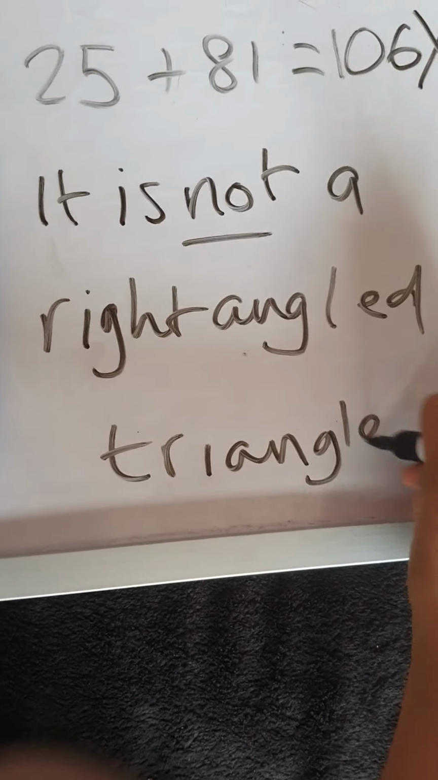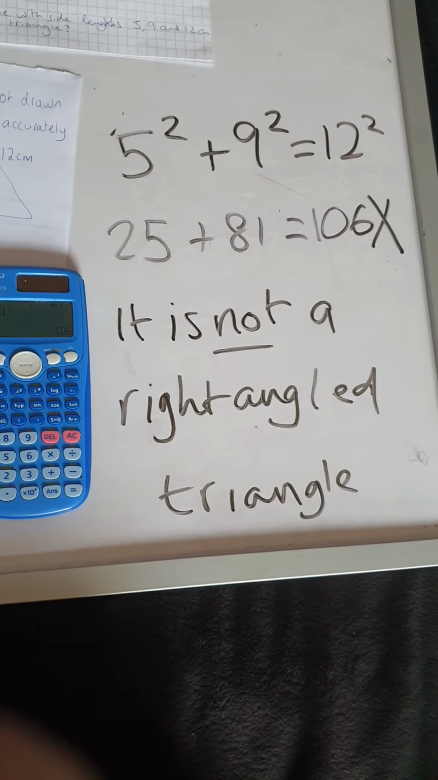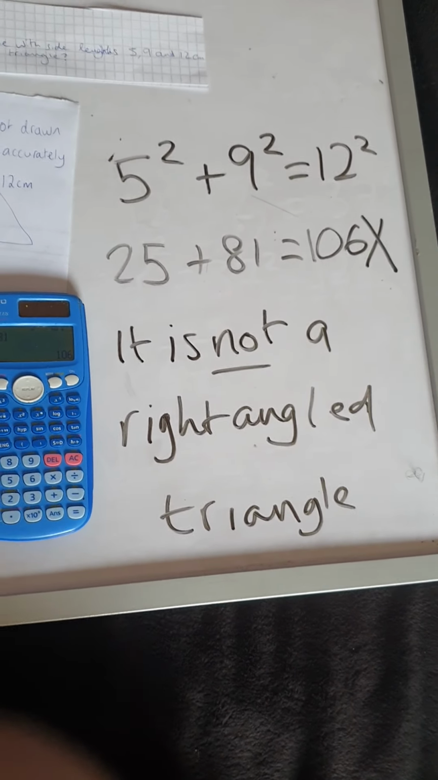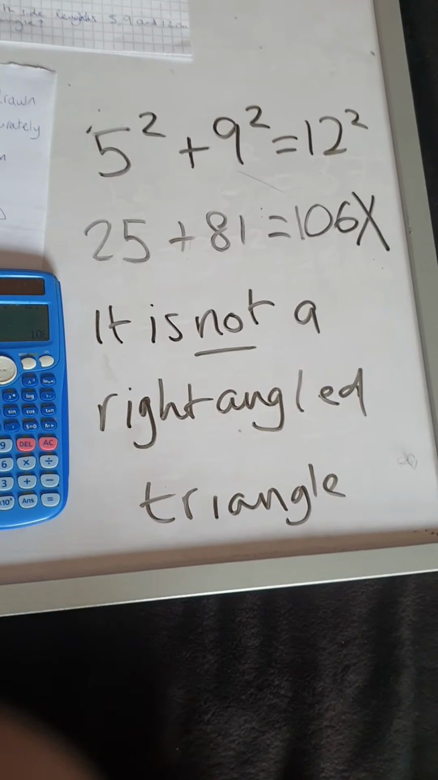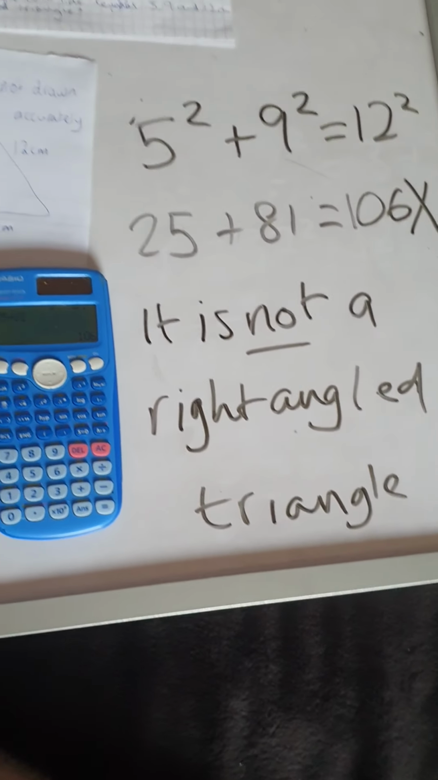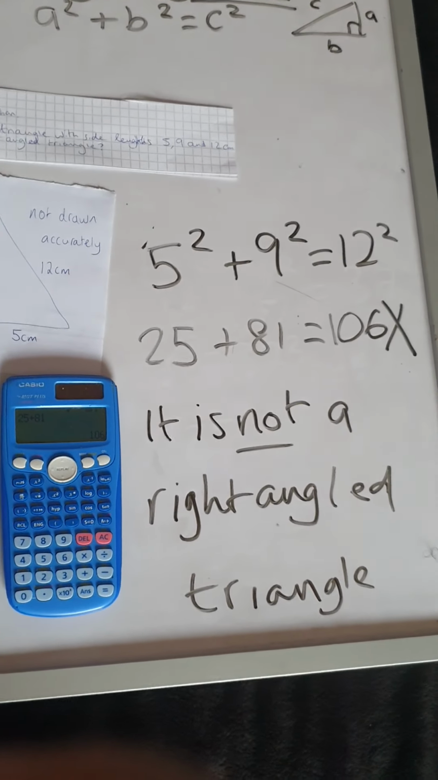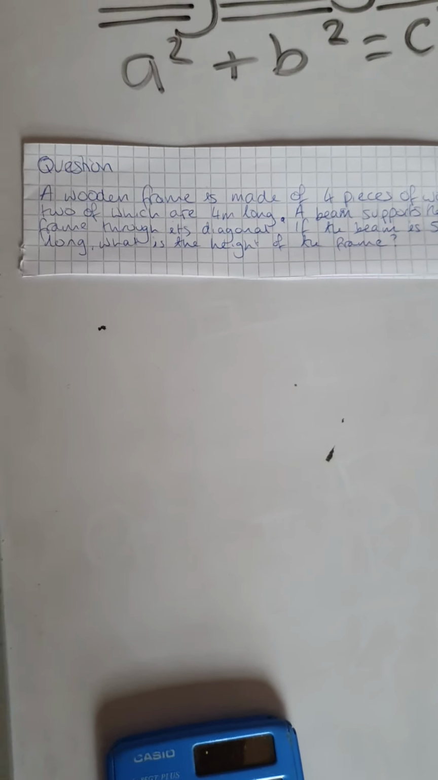So it's just about using what you know to be true. As in, you know that 5 squared is 25. You know that 9 squared is 81. You know that 12 squared is not 106. So that cannot be a right angled triangle. I'm just going to pause for a second and get the next question up.